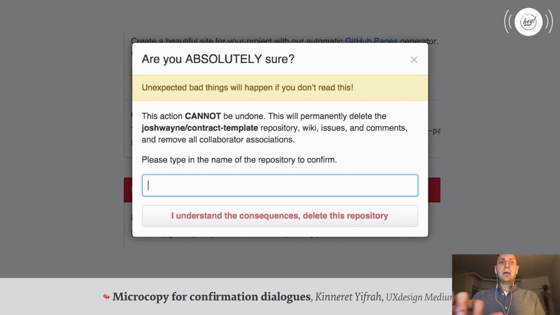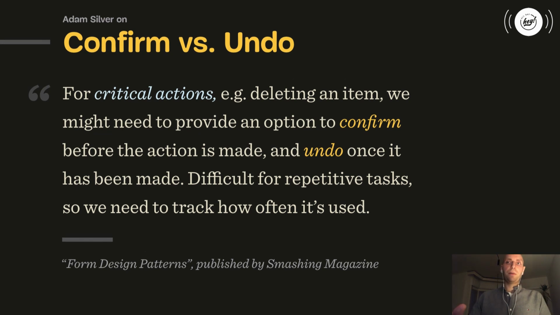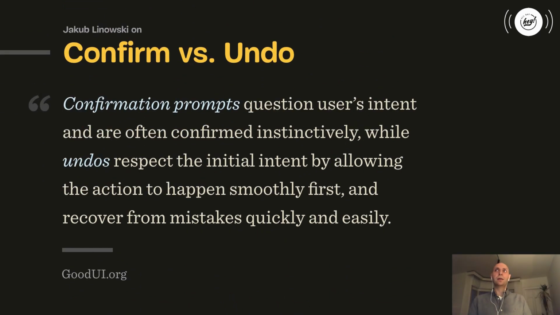And in fact, one way of dealing with it would be to say, well, maybe let people delete, but without creating confirmation dialogues, make sure that they can actually restore the initial state of things. So for critical actions, for example, deleting an item, you might need to provide an option to confirm before the action is made and undo once it has been made. It's fine to have both, but very often it might be that the confirmation itself is not needed, especially if the task is not that difficult or not that critical, right?